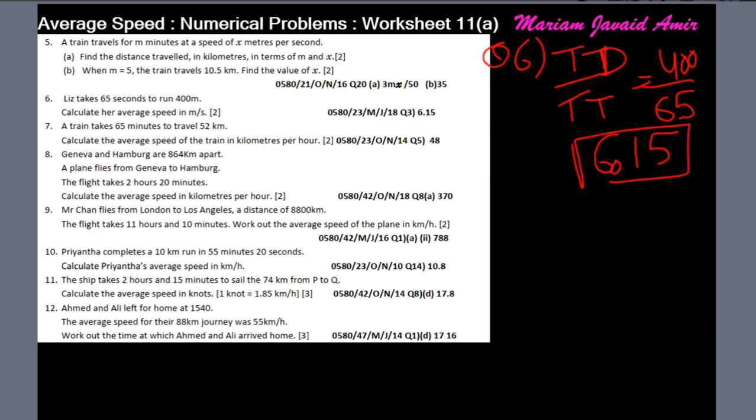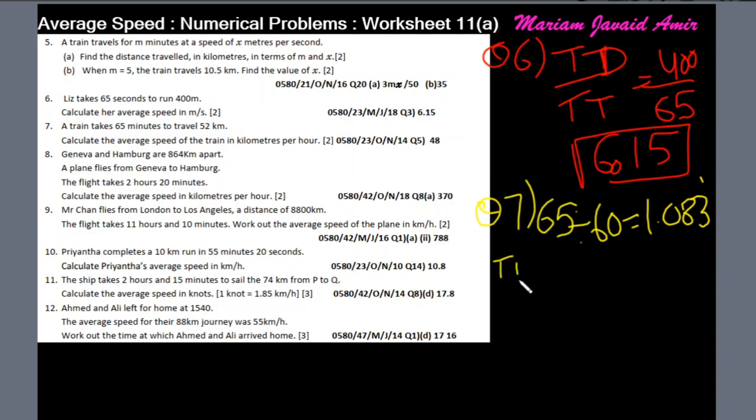Okay, next up is question 7, which says a train takes 65 minutes to travel 52 kilometers. Calculate the average speed of the train in kilometers per hour. So the time needs to be in hours. So first divide 65 by 60. This will give us 65 over 60. It is giving us a long number, 1.08 and 3 recurring.